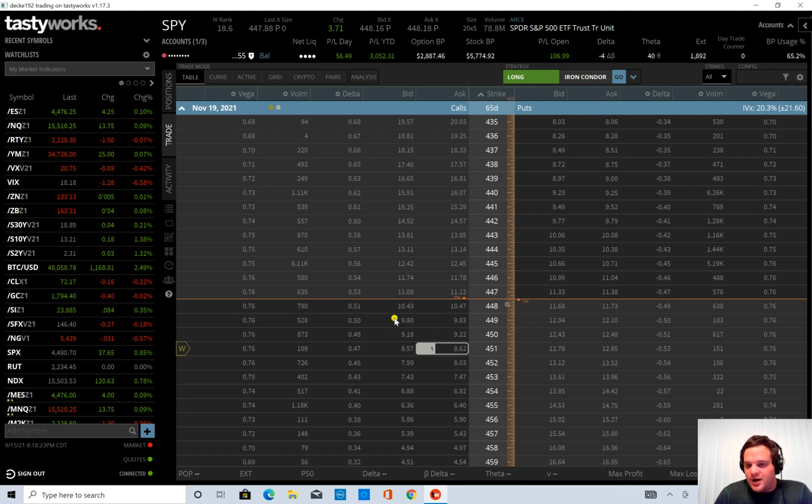And another thing with delta that you should know is if you buy an option and the market goes in your favor, your delta will increase. So if SPY, which is at about 448 right now, goes up to 450, this 448 will now be further in the money, and it might go up to say 0.54, which is where the 446 is.